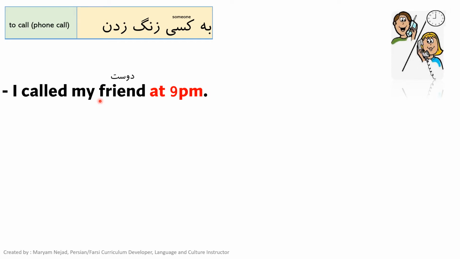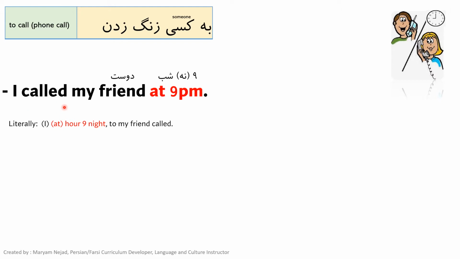And now the rest of the vocab. Friend is dust. And then 9 p.m. 9 is no. And again, we don't have PM in Farsi, so you have to say 9 at night. So no hai shab. So literally, we need to say something like, hour 9 night to my friend called. And also the time in Farsi comes a little bit earlier in the sentence because the sentence ends with the verb. That's why it needs to come early.